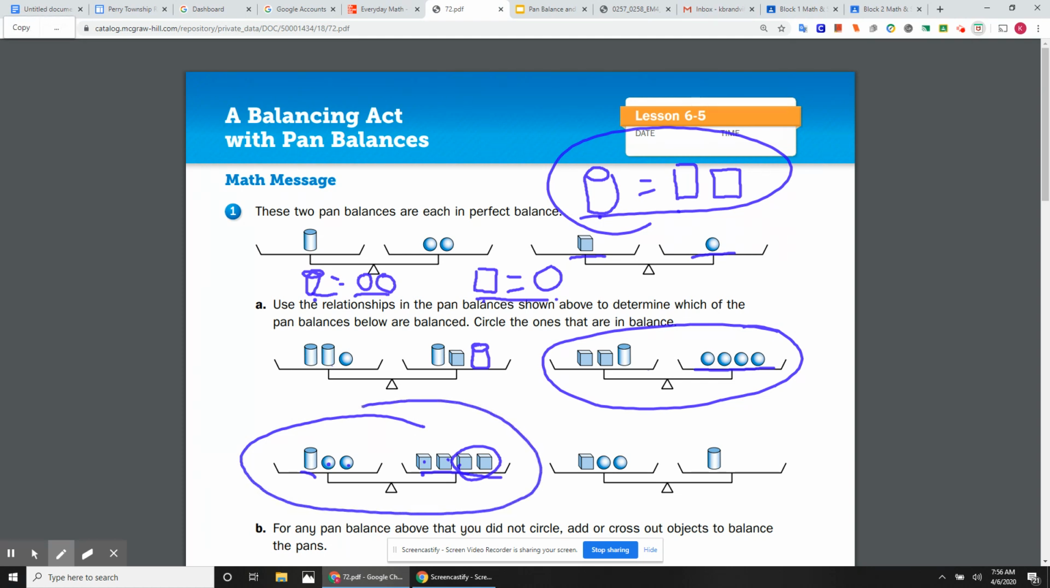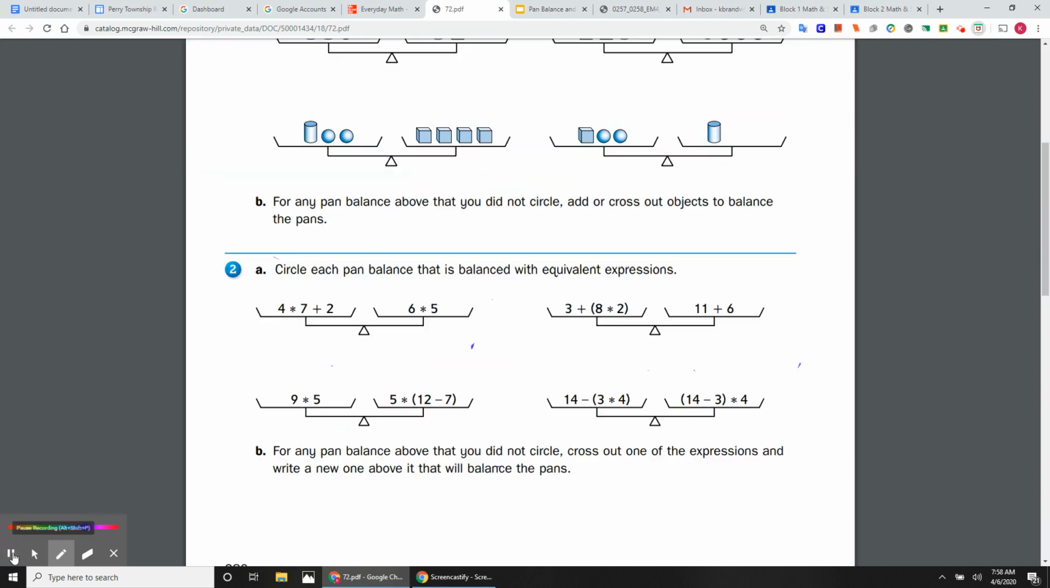And then the last one, we have a cylinder on the right, and we know a cylinder equals 2 spheres. So the left side would be heavier because we have an additional cube. So to balance that on the right, we could draw another cube, or we could draw a sphere because the cube and the sphere are equal to one another. So the one on the right is not balanced.